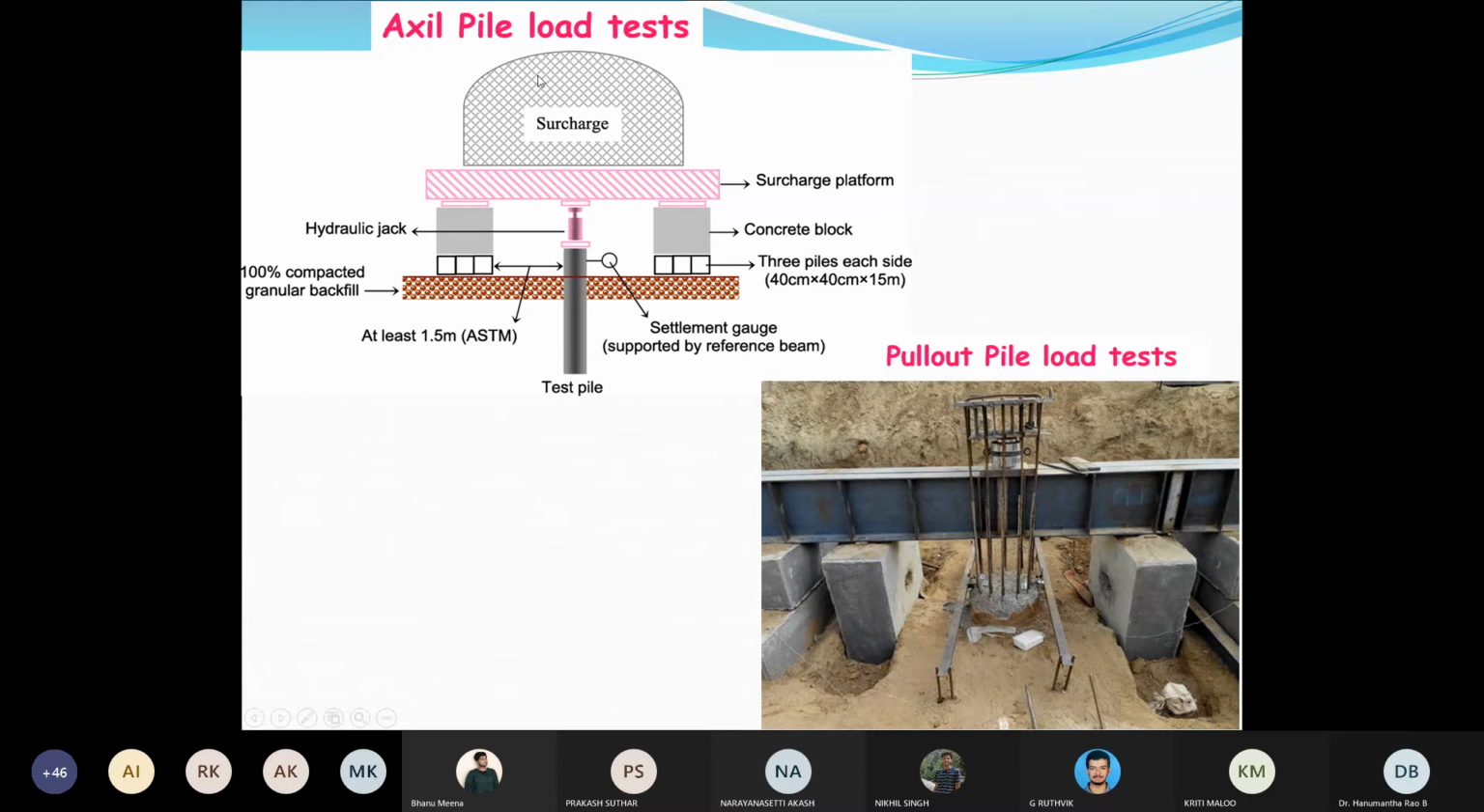Now, in case of the axial pile load, the surcharge exists, but in case of the pull out, there is no surcharge. You can see, rather we use another device that literally pulls out the pile from the ground. So it extracts the pile from the ground. So it is completely opposite. The pull out pile load test is the opposite of the axial pile load test.